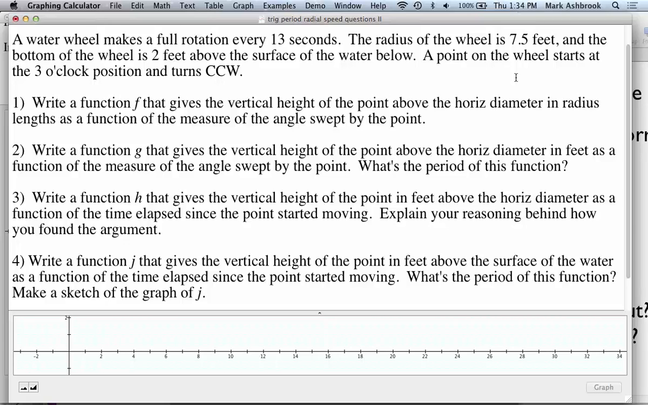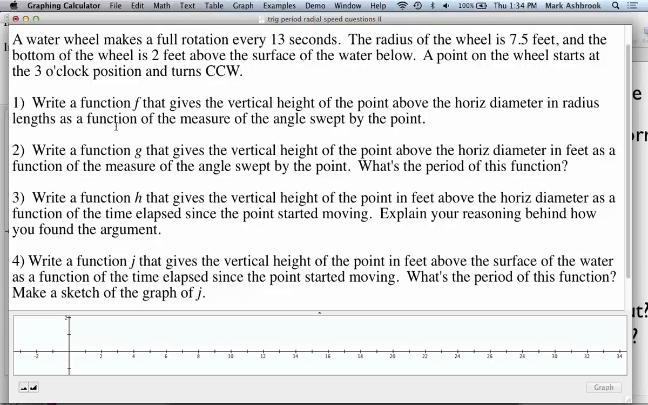A point on the wheel starts at the 3 o'clock position and turns counterclockwise. Okay, so last time we talked about these first two. Function F gives the vertical height of the point above the horizontal diameter. Is that the input or the output of F? Omar wants output. Agree? What a function gives is its output. So the vertical height above the horizontal diameter is the output, in radius lengths.